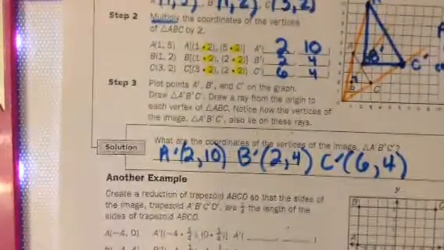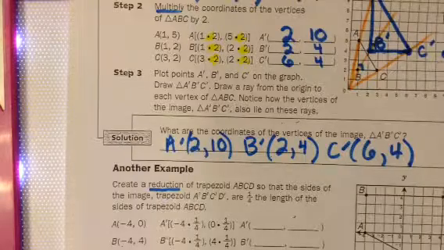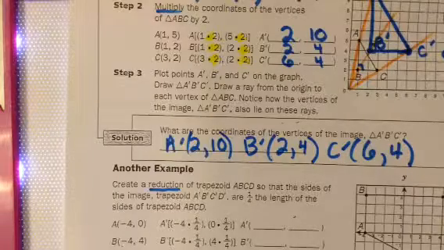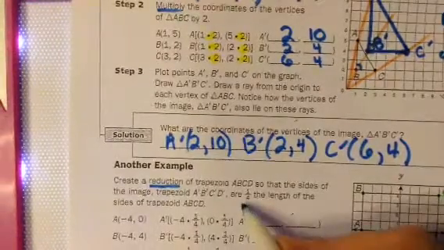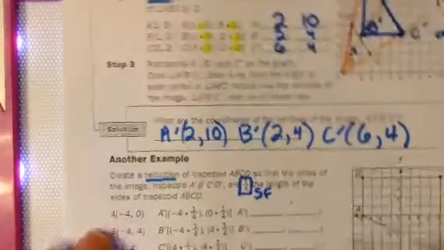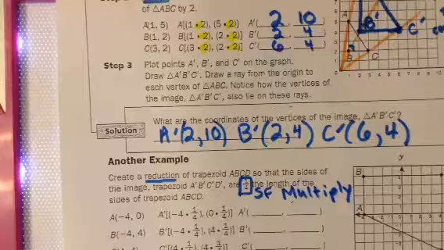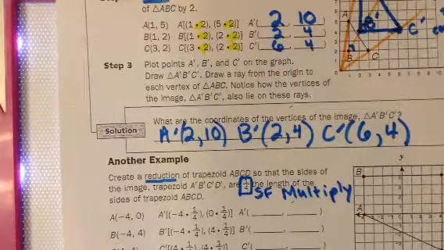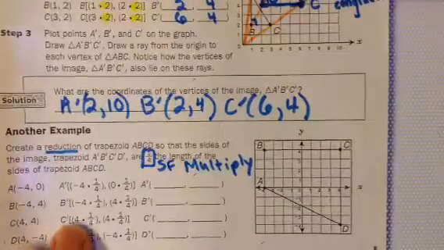Another example. Create a reduction of trapezoid ABCD so that the sides of the image of trapezoid ABCD prime are 1/4 the length of the sides of trapezoid ABCD. Okay, they're giving me the scale factor, and that's always going to be what you multiply by to get your new coordinates. Okay, so there's our trapezoid.